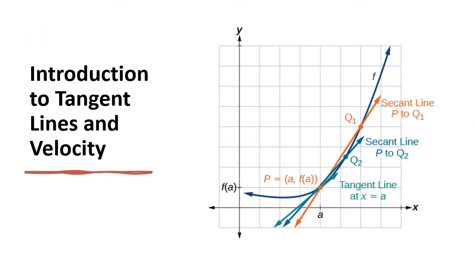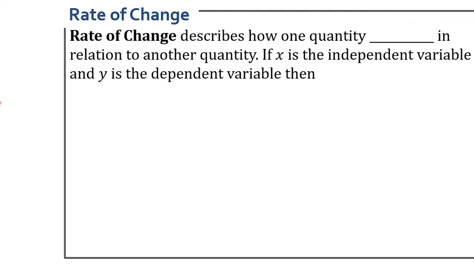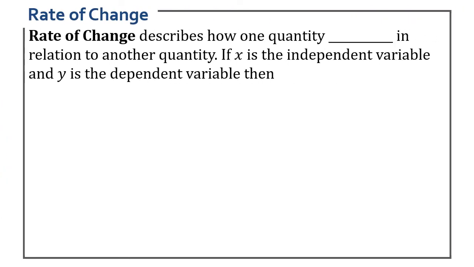This section is going to introduce tangent lines and velocity. Let's begin with rate of change. Rate of change describes how one quantity changes in relation to another quantity.